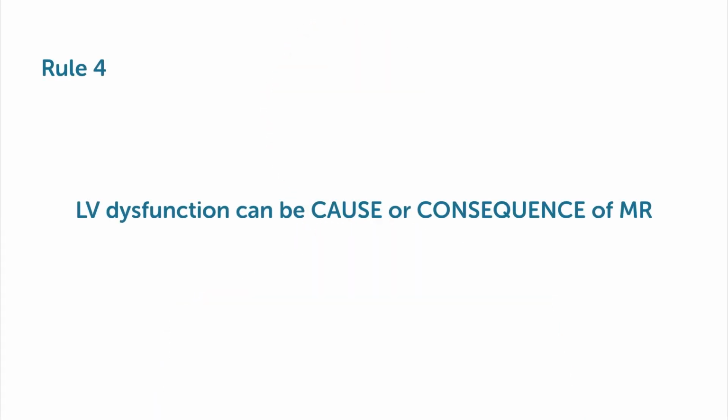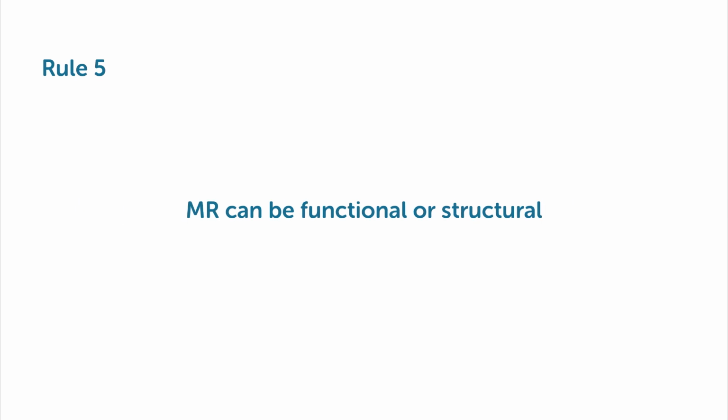I'll show you more examples of structural MRs later, but at this point, here is rule number 4. Left ventricular dysfunction can be cause or consequence of mitral regurgitation. And we have another rule, number 5. MR can be both functional and structural.